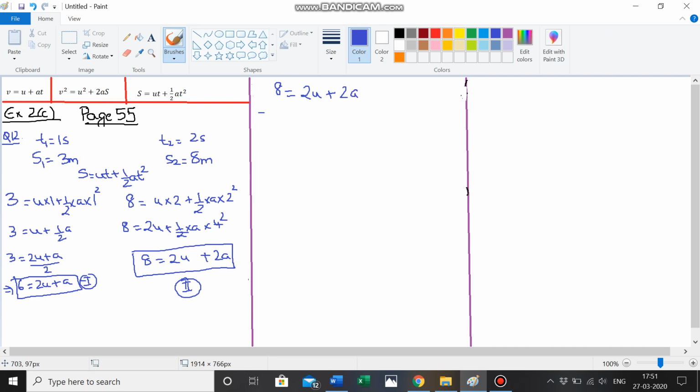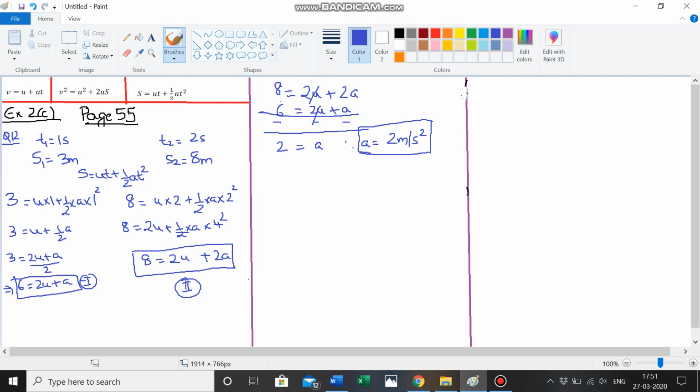Let's subtract the first equation from this, which is 6 is equal to 2u plus a. When I subtract, the sign gets opposite. So this becomes negative, this becomes negative, this becomes negative. So 8 minus 6 is 2 is equal to 2u minus 2u gets cancelled. So it's 0, and 2a minus a is a. Therefore, a is equal to 2 meter per second square. I've got my value.